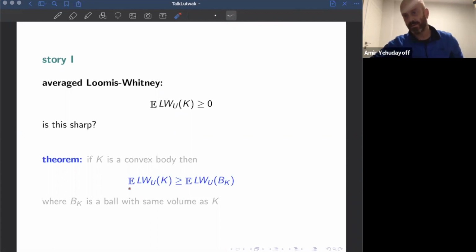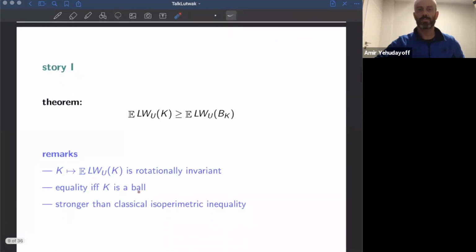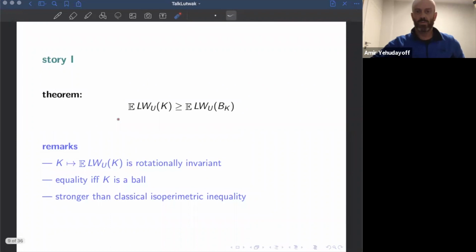And this is a nice way to use symmetries. And some comments about just this inequality. So one comment is that this quantity is rotationally invariant. If we have a body and we rotate it, we don't change this measurement, this number, because it goes into the expectation. So this map is symmetric in a way. This is one nice thing.